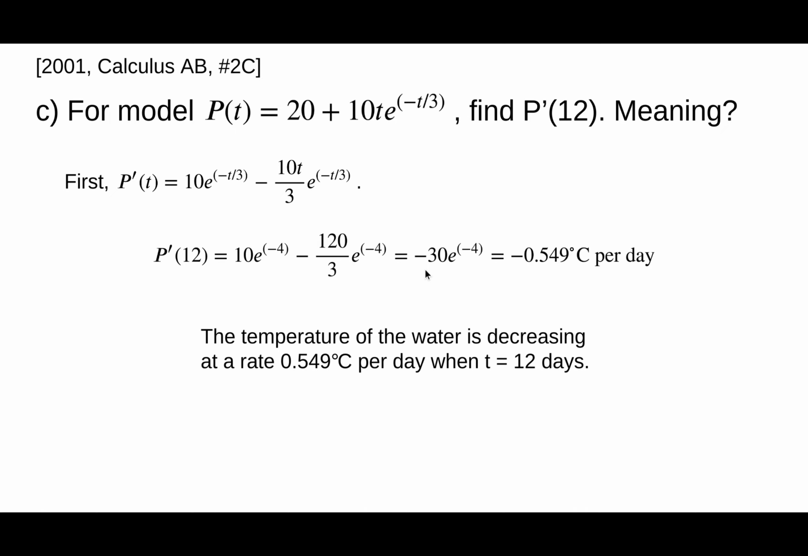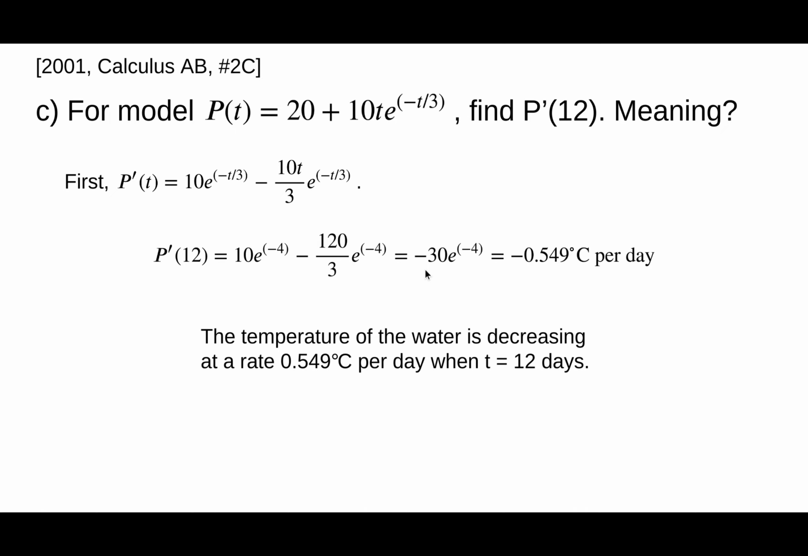Now, something you're going to want to watch out for here is when you have your rate of change, make sure that you account for the sign somehow, but make sure also that you do not double account for the sign. Since the sign of our rate of change is negative, we have two choices. We could say that the temperature of the water is increasing at a rate of negative 0.549 degrees Celsius per day, which doesn't sound like it makes a lot of sense, but it's technically accurate. It's increasing at a negative rate.